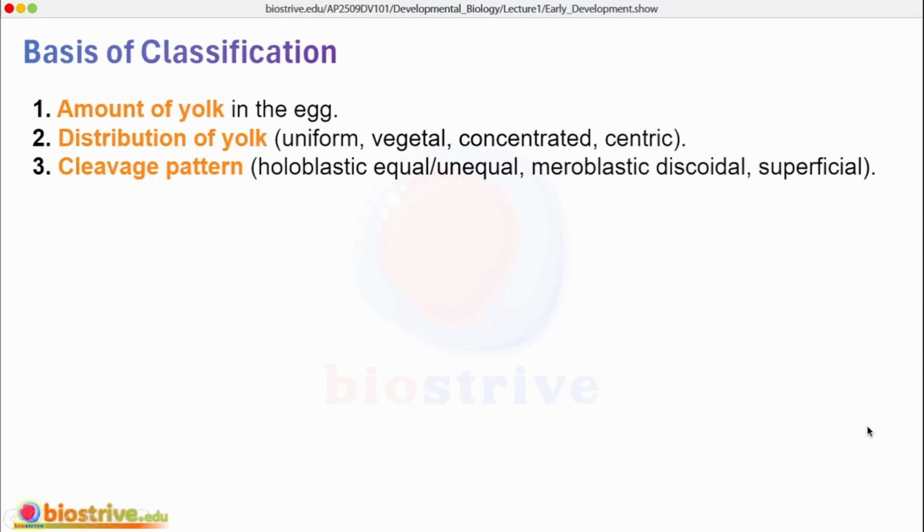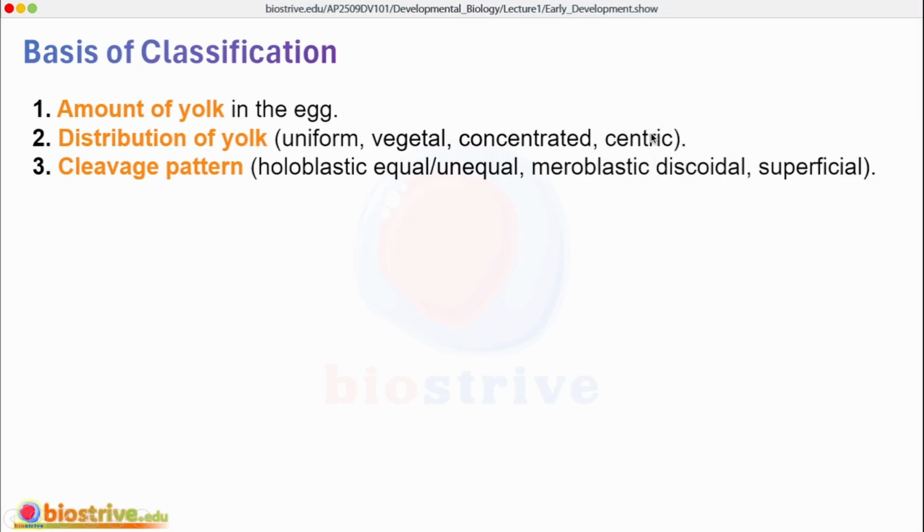Now we will study the classification of blastula. The blastula is classified on 3 different bases. The first one is the amount of yolk present in the egg from which blastula is forming. Second, the distribution of yolk in that egg, whether yolk is distributed uniformly, whether it lies at the vegetal pole, whether it is concentrated or whether it is lying as yolky mass in the center.